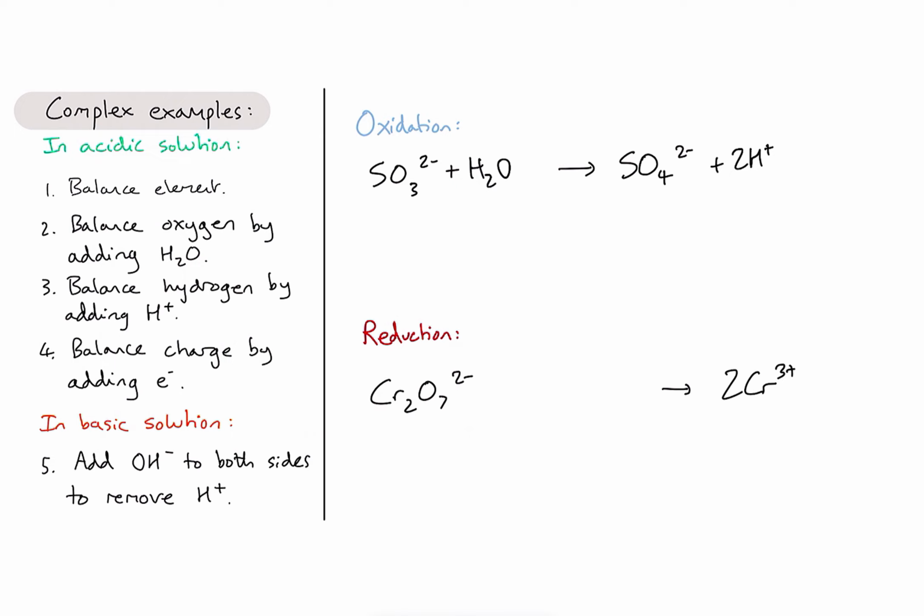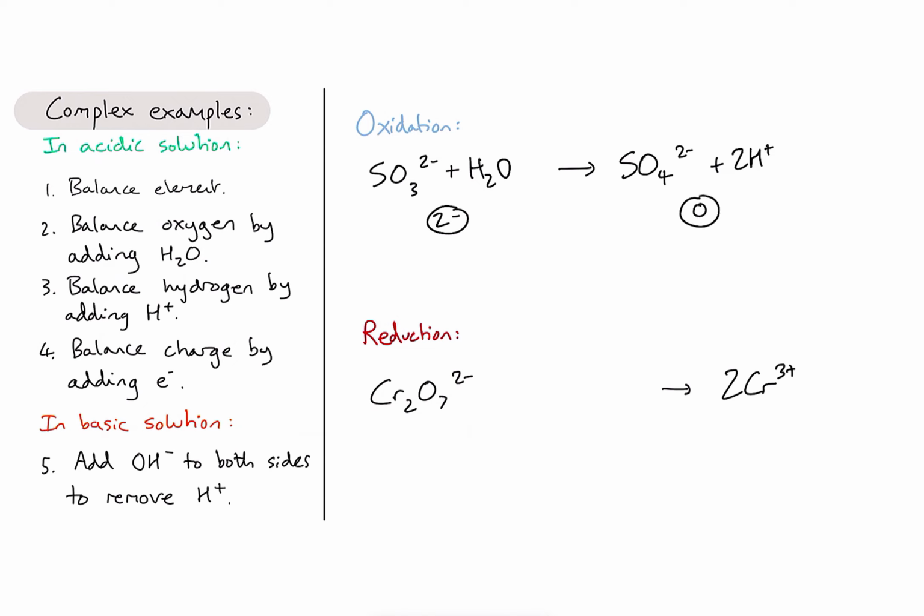So again, we're going to calculate the total charge on each side. We need to be a little bit more careful because there's a few more things in our equation here. I can see a water molecule, which is neutral on the left, and then the sulfite ion, which has 2 negative charges. So in total, on the left, I've got 2 negative charges. On the right-hand side, I've got the sulfate ion with 2 negative charges, and then I've got 2 positive hydrogen ions as well. So they're actually going to cancel each other out, meaning the total charge on the right is 0.